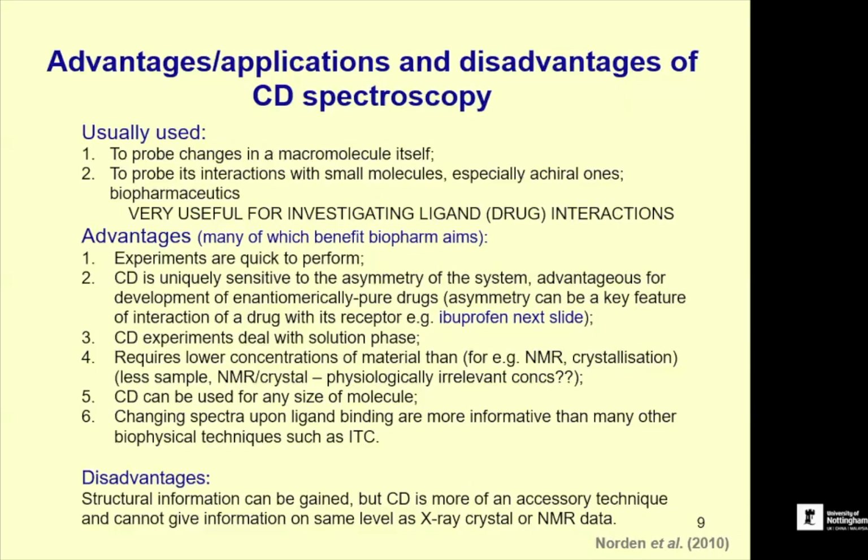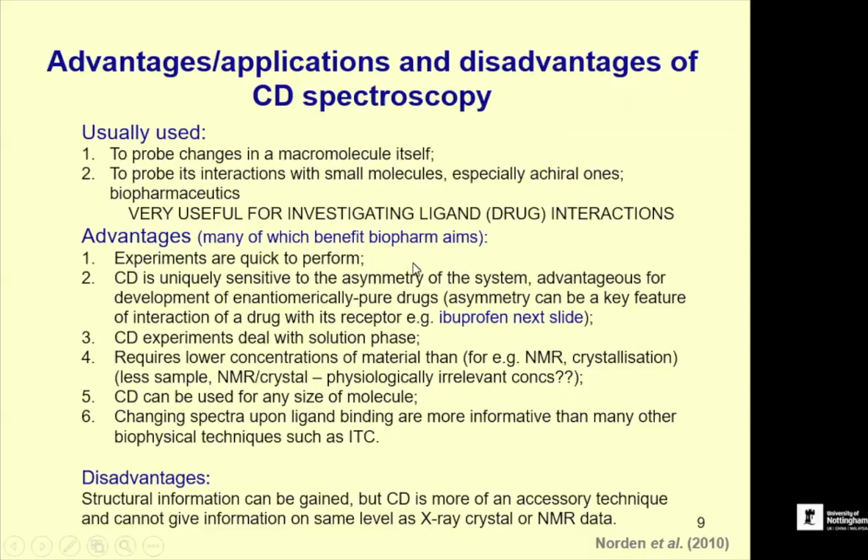Far UV will detect changes in the secondary structure of a protein. CD in the near UV region will tell you what's happening to the aromatic residues as a result of that conformational change, i.e. it reflects tertiary changes upon drug binding. So it doesn't matter if the drug is achiral necessarily, it doesn't eliminate using CD.